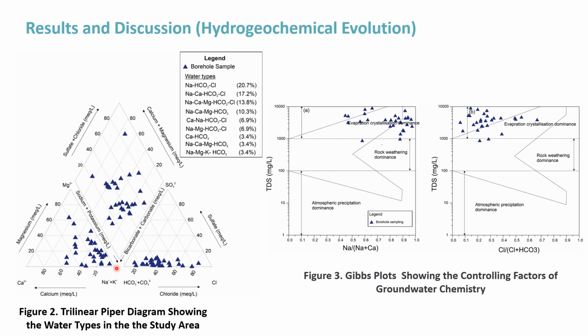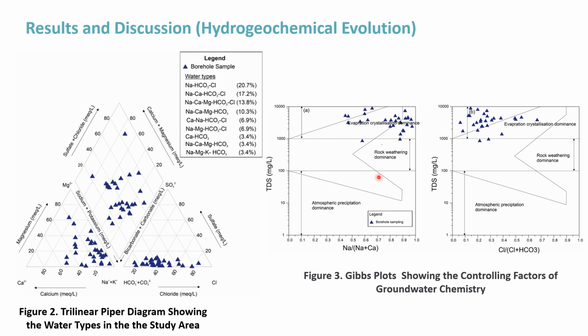Now, in order to understand the water types or the hydrochemical facies in the area, a Piper diagram was plotted. A majority of the samples plot within the sodium bicarbonate chloride terrain, which suggests that this type of water is the dominant water in the area, sodium bicarbonate chloride, which represents about 20.7% of all the water samples studied in this particular area. There are other mixed forms, and if you check, they all have chloride in their chemistry, which is still buttressing the point that there is salinization in the aquifer.